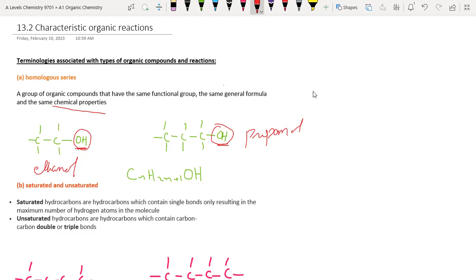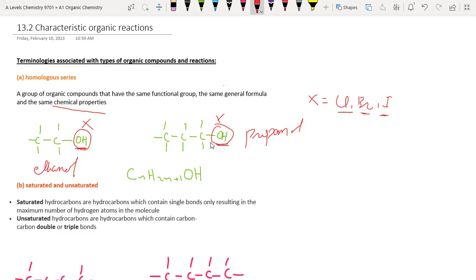Similarly, many other examples can be discussed. Let's say we replace this functional group by X. X is the functional group that belongs to halogens: chlorine, bromine, or iodine. Any of the halide ions is present here. Then the series will be called the alkyl halide series, the alkyl halides homologous series.